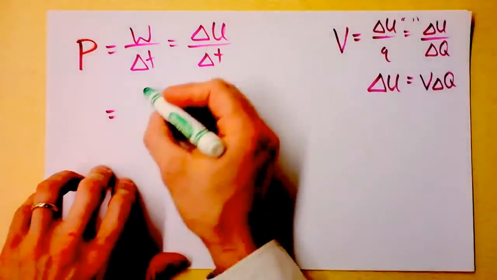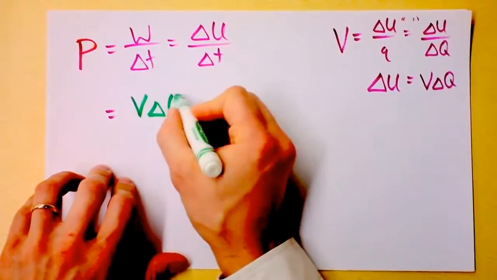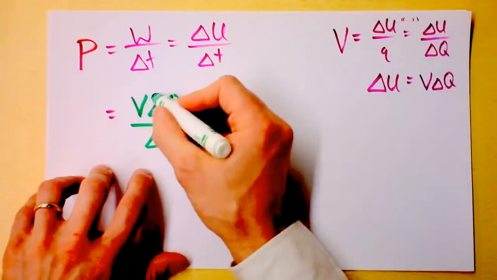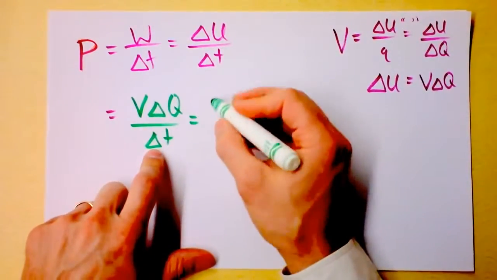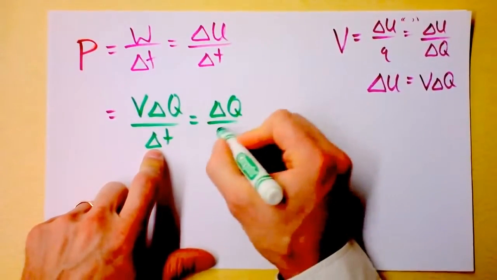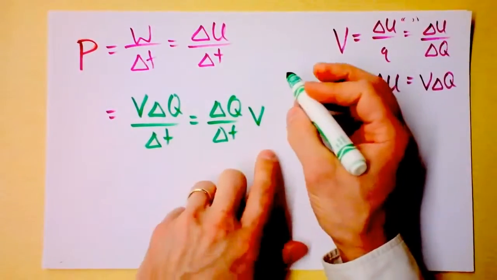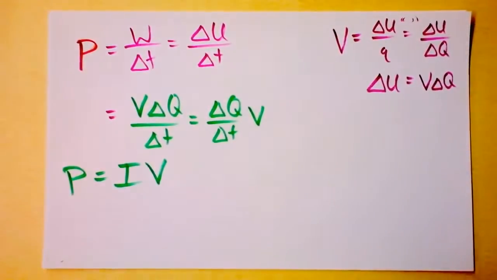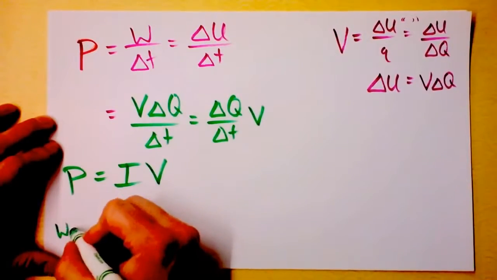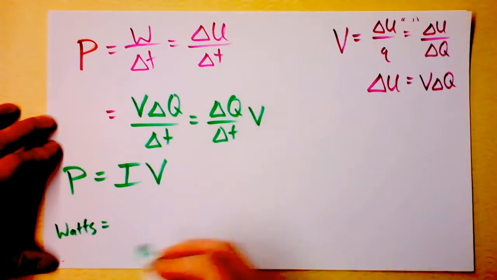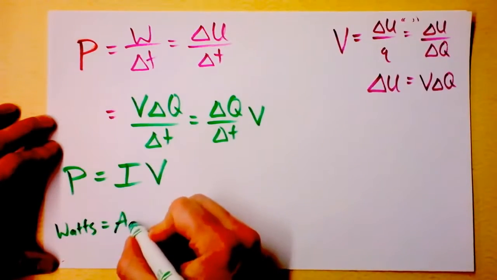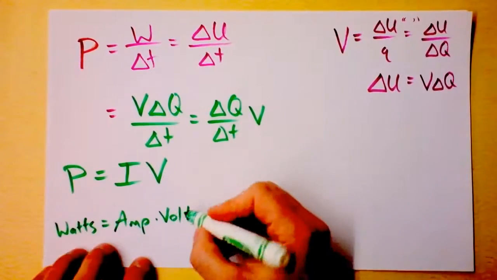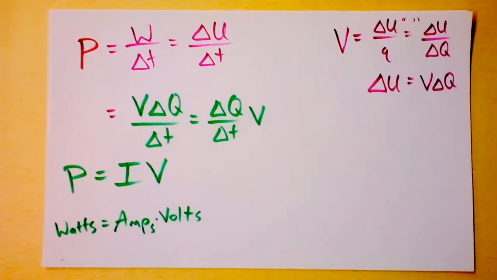I'm going to plug this in and I get voltage times change in charge divided by change in time, which is, well, let's do a little bit of rearranging. But you see here, delta Q over delta T. Delta Q over delta T is something awesome, and I'm going to multiply it by voltage. So this says that power is current times voltage, and the units of power we know to be watts. So I'm saying 1 watt is 1 amp times 1 volt. Watts is amps times volts.